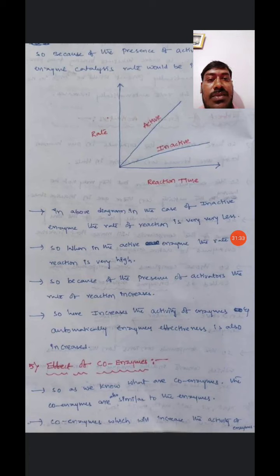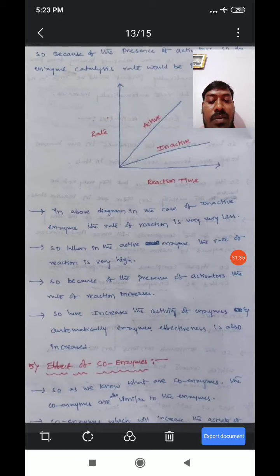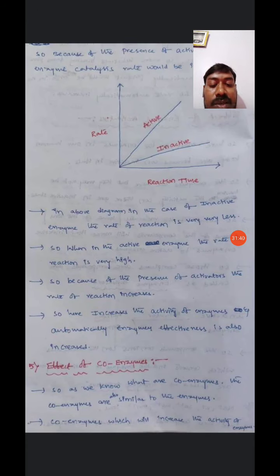Next we are discussing the effect of coenzymes. As we know, what are coenzymes? Coenzymes are also similar to enzymes. Here the coenzymes increase the activity of enzymes.